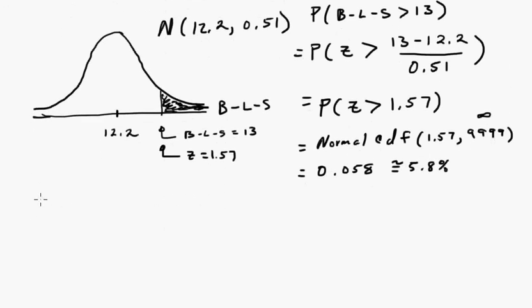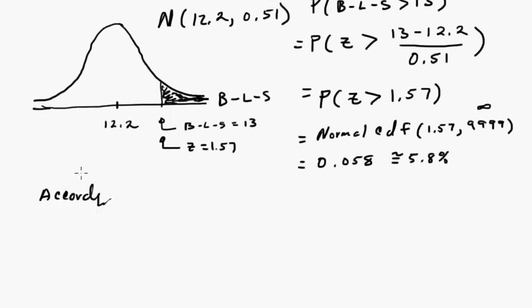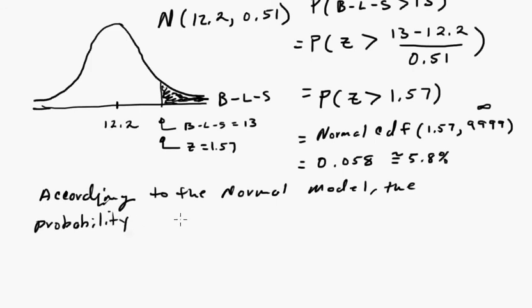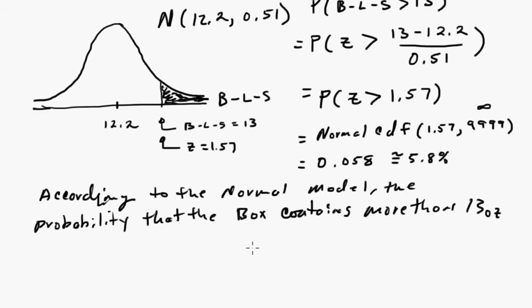So according to the normal model, the probability that the box contains more than 13 ounces is about 0.058, or 5.8%.